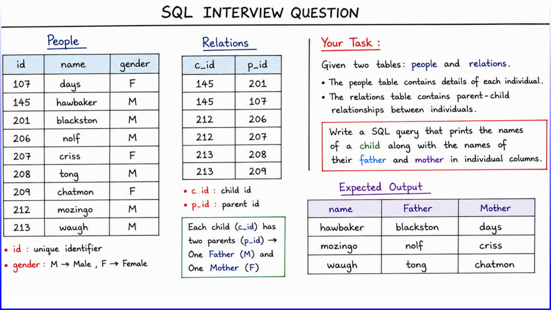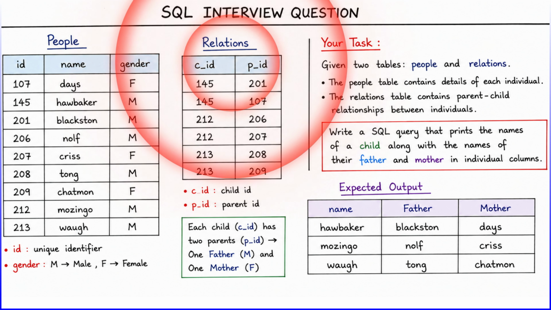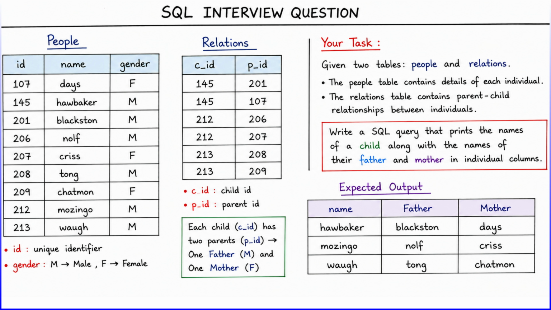Today let's take a SQL interview question that looks simple but actually tests several important SQL concepts like joins, self-join, conditional logic and aggregation. We have two tables here, people and relations. The people table contains information about the individual like their ID, name, and gender, whereas the relationship table represents the relationship between the child and their parents here. C underscore ID is the child ID and P underscore ID is the parent ID. So each child has two parents, one father and one mother, as shown here.